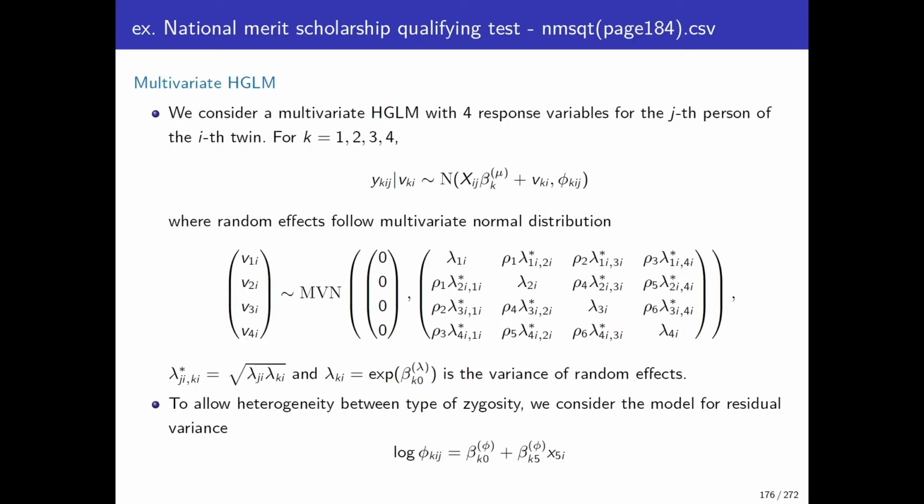We consider a multivariate HGLM with 4 response variables for the j-th person of the i-th twin for k = 1, 2, 3, 4. We can write our model Y_kij with condition v_ki follows x_ij beta mu_k plus v_k theta_kij, where the random effects follow the multivariate normal distribution with this matrix. To allow heterogeneity between types of zygosity, we consider the model for residual variance with log sigma_kij equals beta sigma_k0 plus beta sigma_k5 x5i.